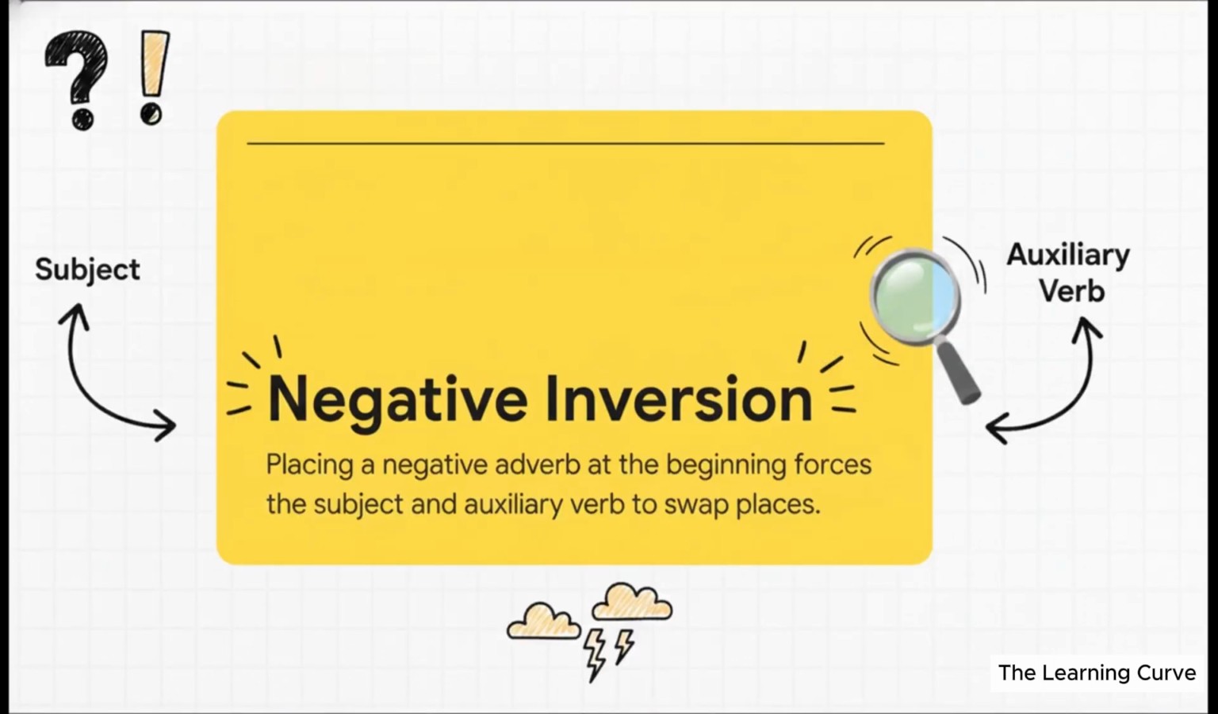So, here is the rule behind the magic. Negative inversion happens when you intentionally place one of those negative adverbs at the very beginning of a sentence. When you do this, a structural swap is forced to happen. The subject of the sentence and the auxiliary verb absolutely must trade places. It is a strict inversion.